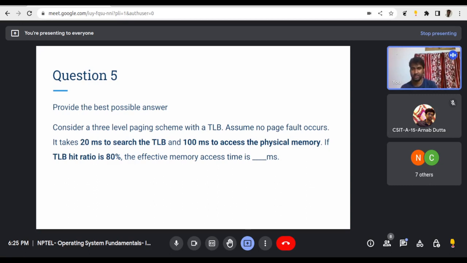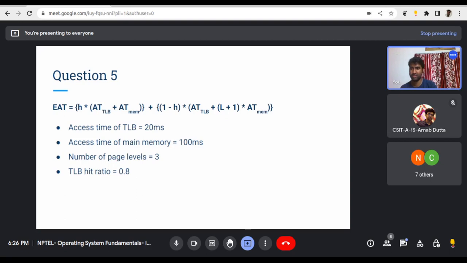Okay. So what you need to consider is a 3-level paging scheme. 20 milliseconds is the time to search the TLB, 100 milliseconds is the time required to access the physical memory, and the hit ratio is 80%. So yeah, you can use this formula for this problem.